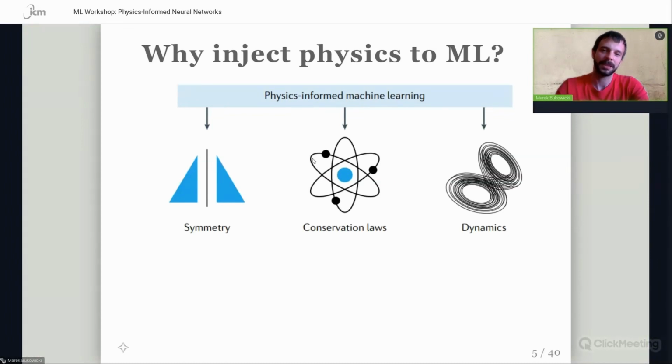For example, if the dynamics is chaotic, we want the deep learning model to also show some elements of this chaotic behavior, which is of course maybe tricky.